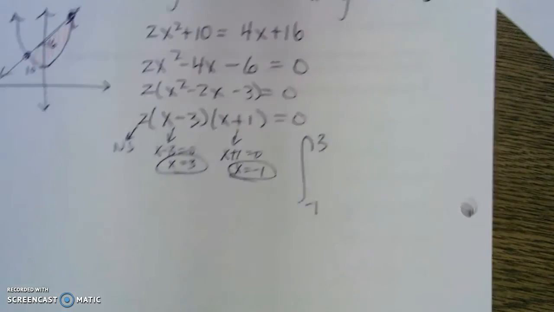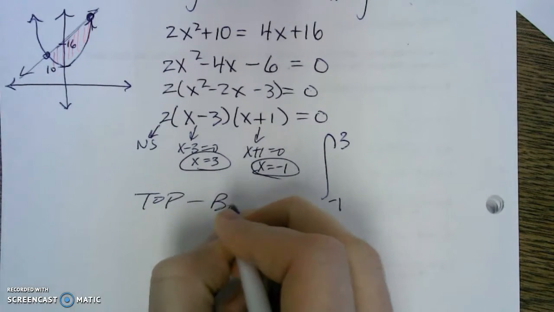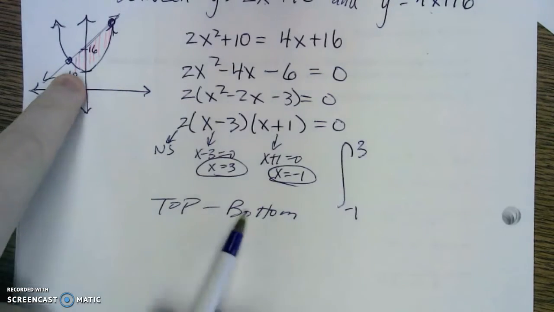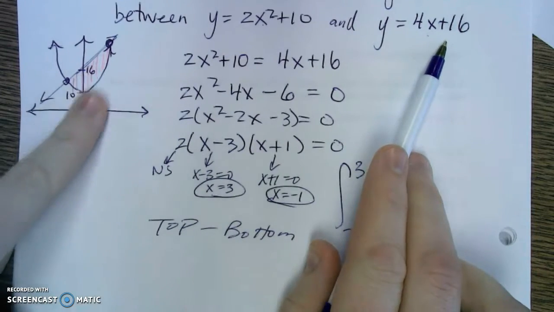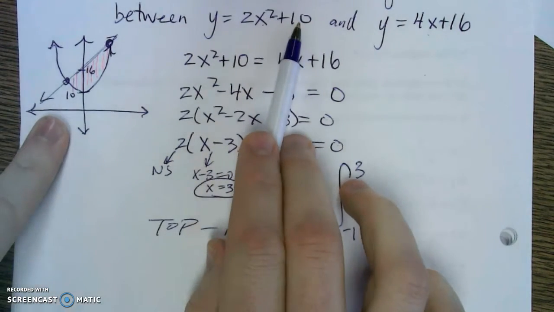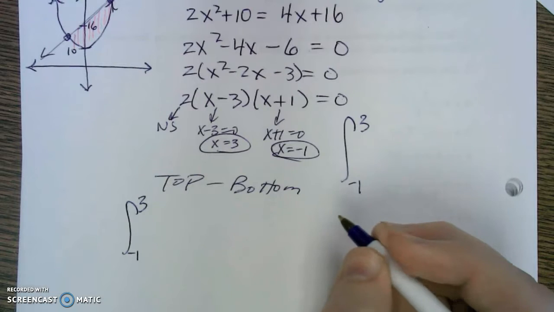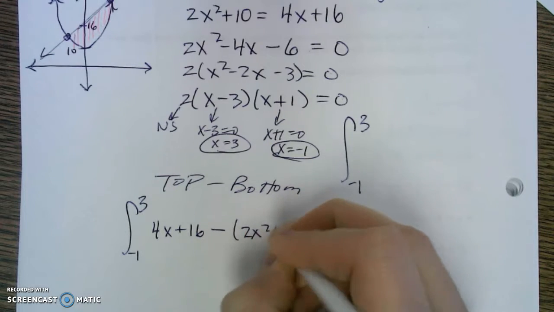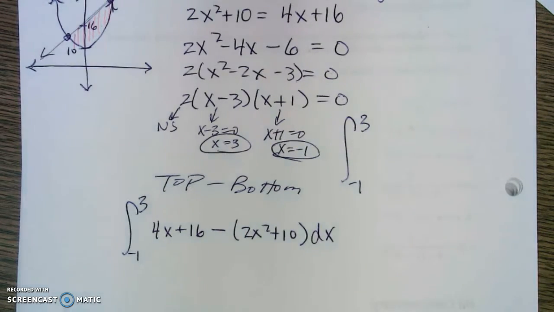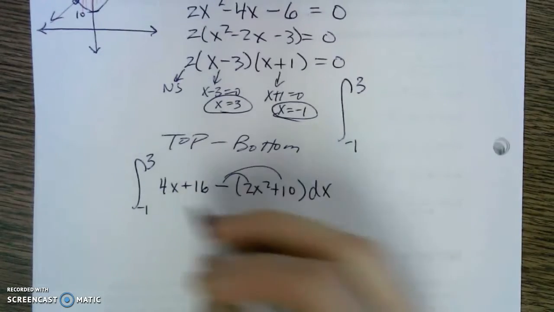And then when you set up your integration, you want to do the top equation minus the bottom. Top minus bottom. So in my graph, which is why I usually draw graphs, I saw that the line was on top because it's got a higher y-intercept, and the curve is on the bottom because it's got a smaller y-intercept. So I've got integration from -1 to 3 of the line minus the curve. And so this is the problem we are solving, and we want to simplify that as much as we can before we go in and find the antiderivative.